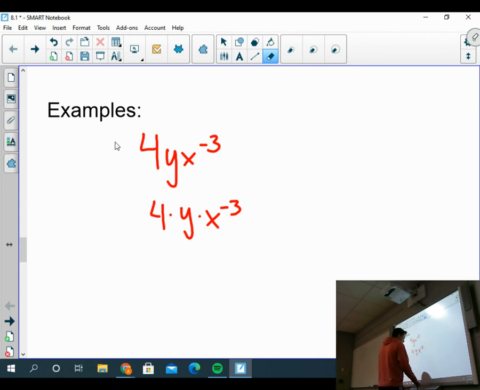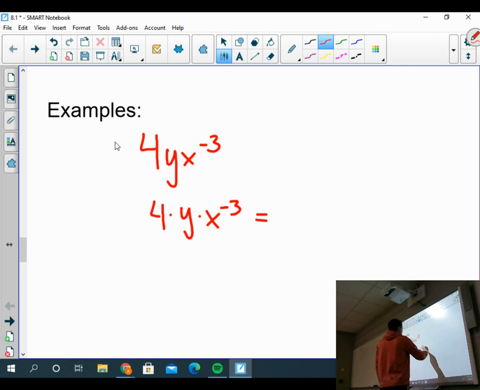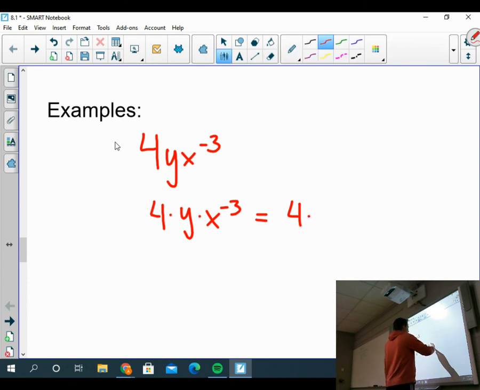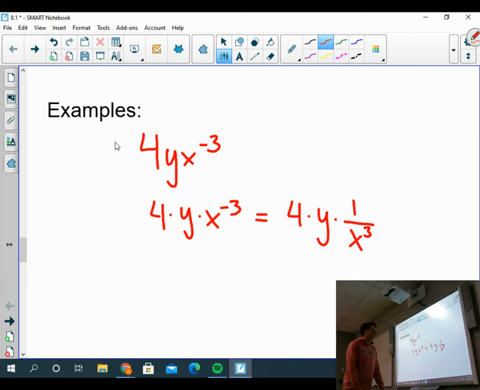So how can I simplify this? Well, I simply am going to use my rule of negative exponents to rewrite it. And so I will rewrite x to the negative third as 1 over x to the third power. Okay? Now I have no more negative exponents here, but I don't want to leave my answer like this, all messy with my multiplication symbols and everything broken up. I want a nice, neat, clean expression with everything put together.